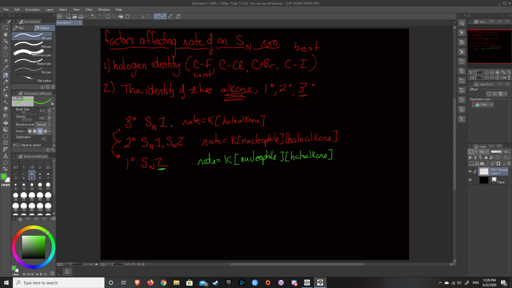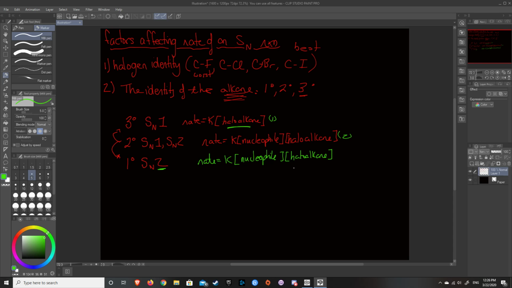An SN1 mechanism is affected by only the haloalkane. A secondary is affected either by this or by this, depending if it's undergoing SN1 or SN2 substitution. And SN2s are affected, so primary haloalkanes are affected by both the nucleophile and the haloalkane. So the rate can depend on multiple things.